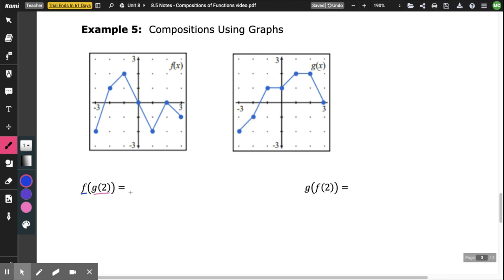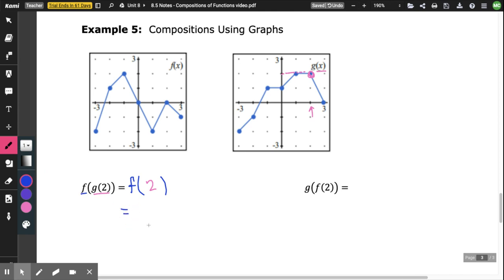So my inside function this time is g. So that means the first thing I need to do is evaluate g of 2. Now, once again, that function notation really just means what is the y value when x is 2. So I'm going to go to my function g over here. I'm going to go to where x is 2, and I'm going to follow it up to the curve. I see that that corresponds to this point right here, and then I'll find out what the y value is for that point. So the y value for that is 2.